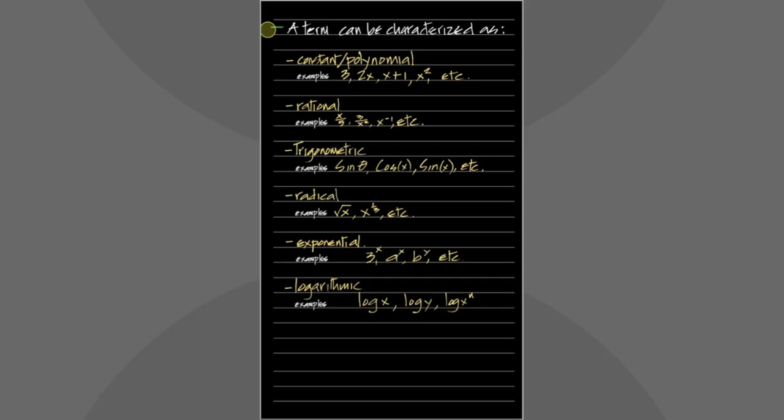A term can be characterized as: first, a constant or a polynomial. Example: 3 is a constant number. 2x is a polynomial. I would say, even though in this case it is a monomial, but it's in the polynomial group. X plus 1 is a binomial, but it's a polynomial. X squared, etc.